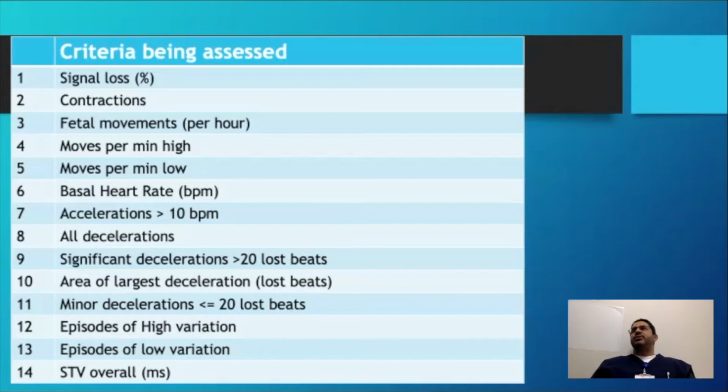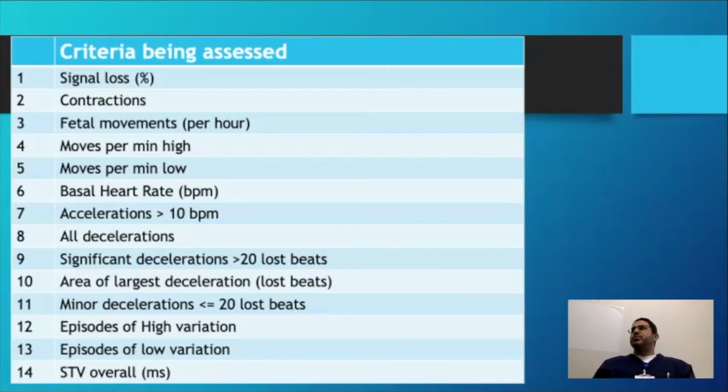So if it's telling you that there's no episodes of high variation, it's basically telling you that generally the entire variability of the trace is low. Okay. If it's telling you that there's not enough high variation, it means that the baby has not woken up for long enough for the machine to consider that this baby is active and happy.